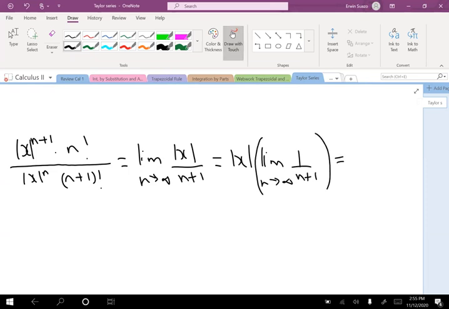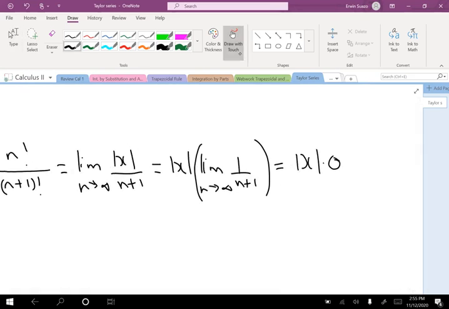So this is really important. X times 0. For any x, this limit is 0. So this is less than infinity. So the radius of convergence is infinity.